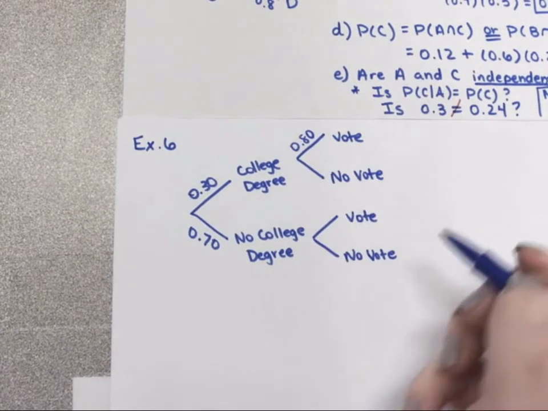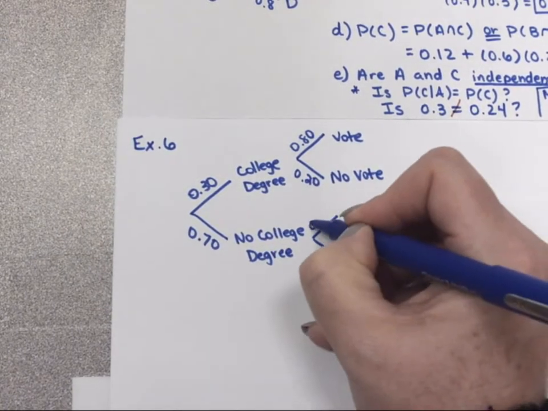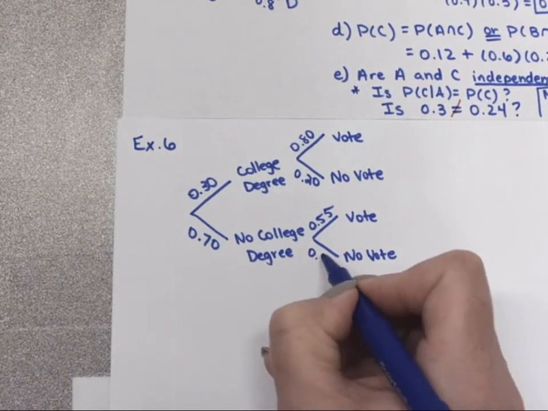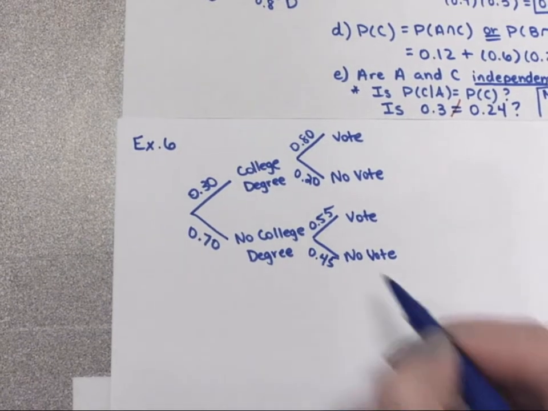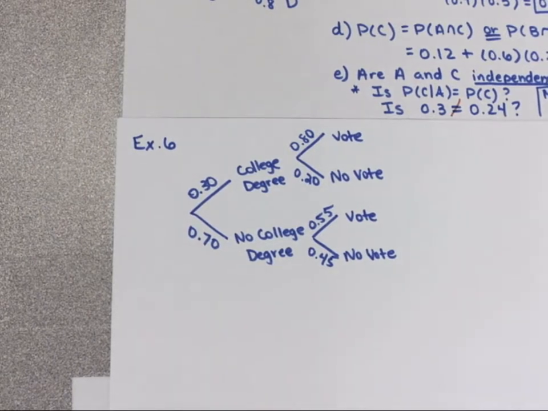Let's say 80% of the college degree people end up voting, while 20% decide not to. 55% of the non-college-degree people vote, and 45% decide not to. Okay, so there are 2 kinds of decisions, quote, that we're making about people, right? What's the first decision we're making about people? Whether or not they have a college degree, right? Whether or not they hold a college degree. And then what's the second decision we're making about people? Whether or not they voted, right?